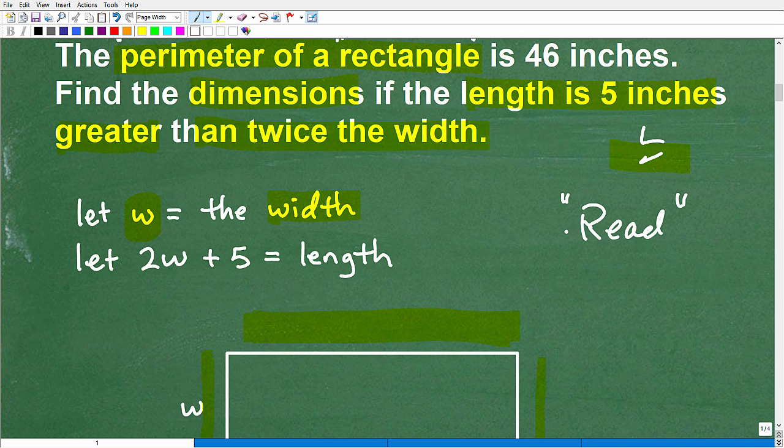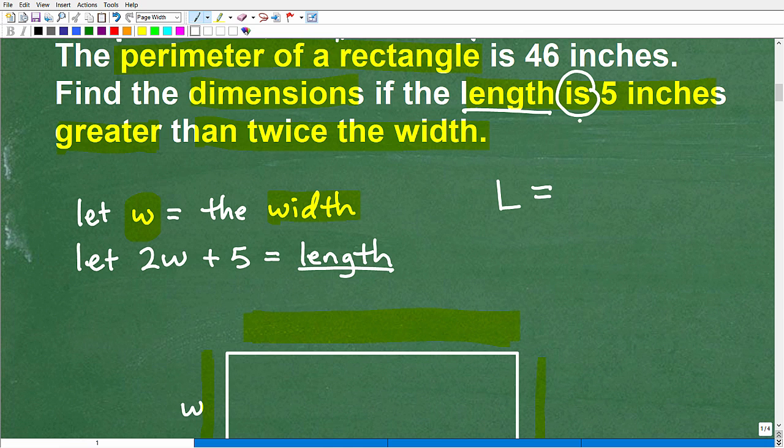So let's go back and make sure that we know what the length is going to be, because the length is going to be related to the width. So let's do this here. I already have it written out, but let's pretend that we were figuring this out together. So the length is, now this word in algebra means equal, 5 inches greater. If something's greater than 5 inches, that means we're going to add 5 to something.